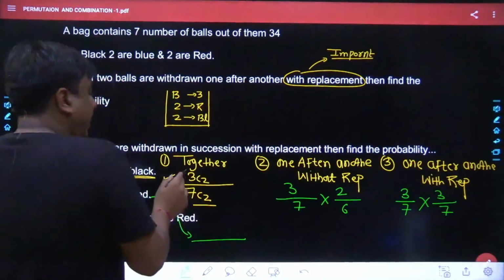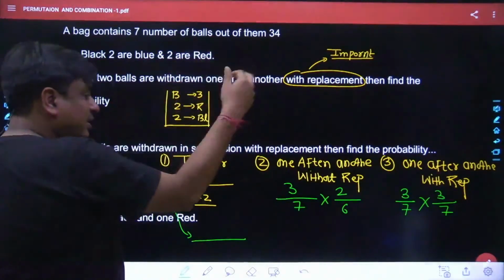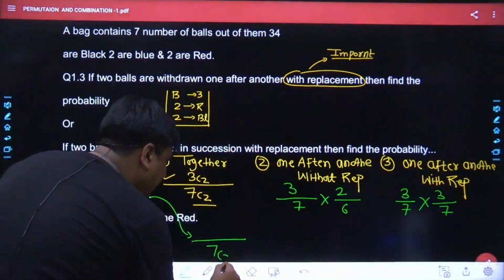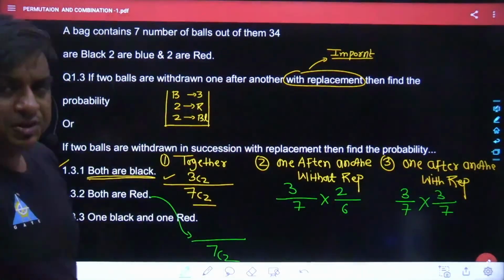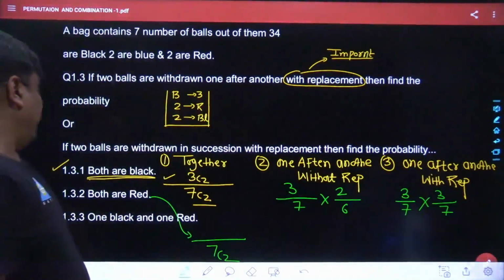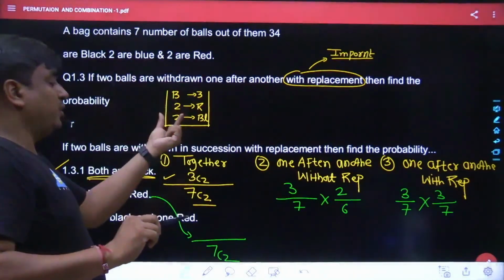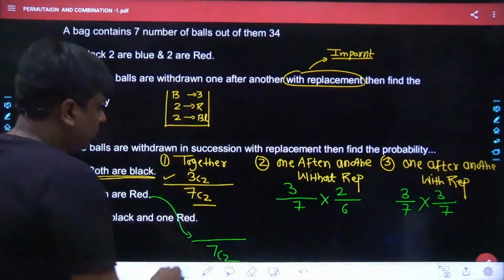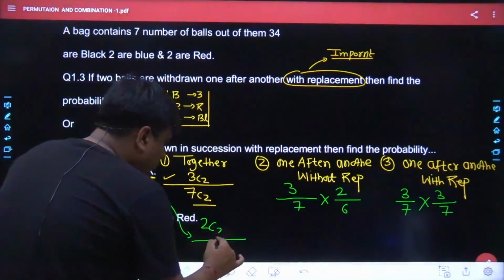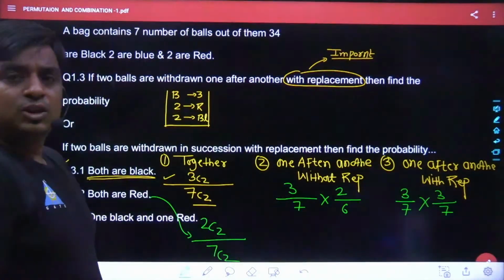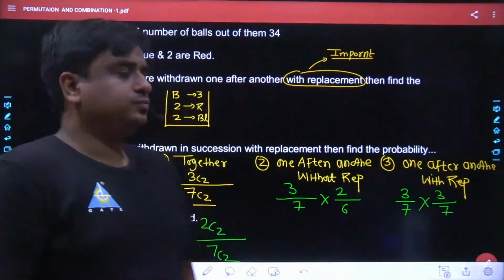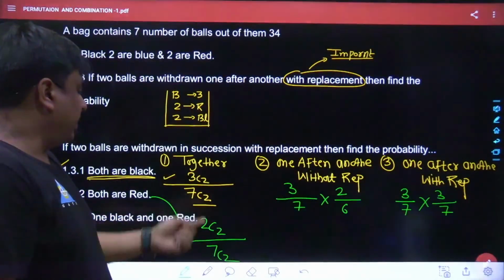My dear friend, as both of the balls are being taken together, how many different ways could the 2 balls be selected out of a bunch of 7? That is 7C2. How many different ways could the 2 red balls be selected from the bunch of 2 red balls? Only 1 way. Or I could have written 2C2 ways. Put together, it is simply 1 divided by 7C2.